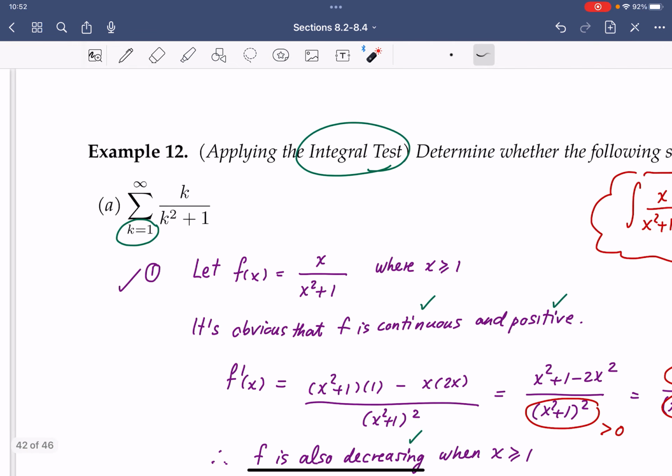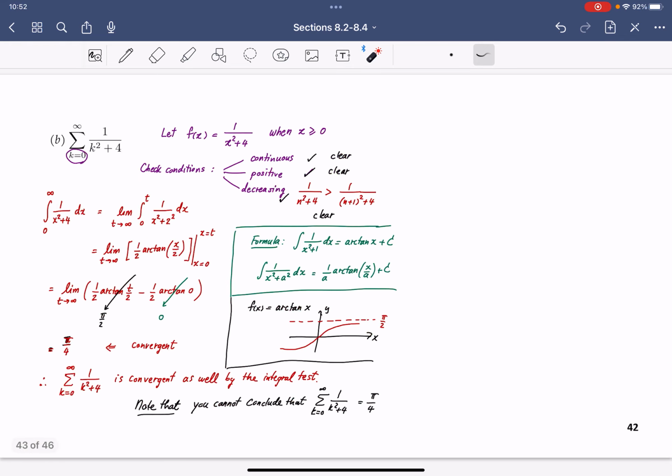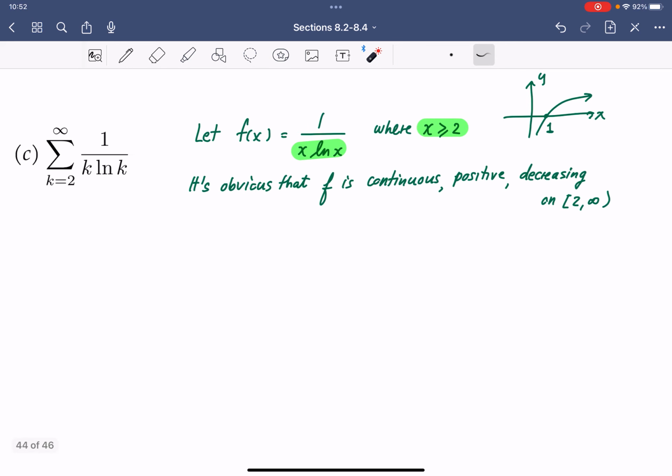Like the last question, this one is decreasing, clear. But sometimes you don't know which one is going to go heavier, so you can just take a derivative here if you want to. All right, so once you claim that the function is continuous, positive, and decreasing, you can apply the integral test.